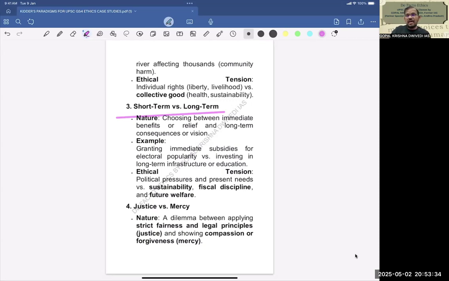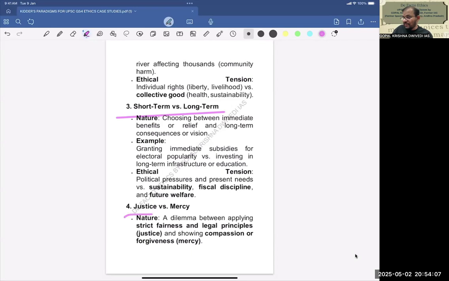So here you may have to choose. Suppose a limited budget is there. Now what will you do? How will you spend? So this is one example of short term versus long term. Here, the ethical issue involved is political pressure and project needs versus sustainability, because usually the subsidies are given due to political pressure, or you can say sometimes political agenda also. And long term definitely results in sustainability, fiscal discipline, and future welfare.